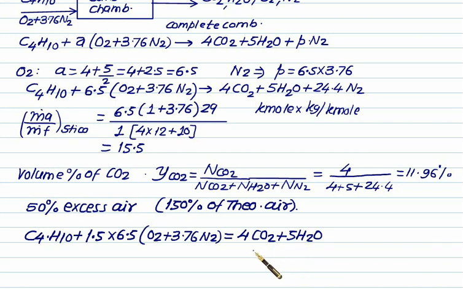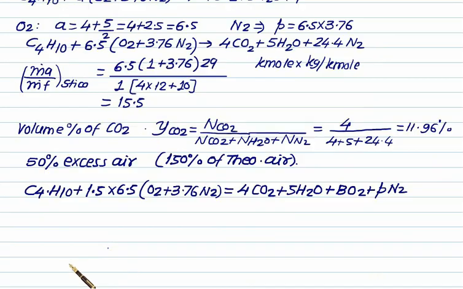What we are not sure of is how much oxygen will be present here. So let's say B times oxygen is present and P times nitrogen is present. Here we can calculate the value of B and the value of P because we know the left hand side. Because of excess air, carbon will burn to carbon dioxide, which is 100% guaranteed. Hydrogen will be converted to water vapor, which is also guaranteed. Because of excess air, we have excess oxygen present plus the nitrogen present here.